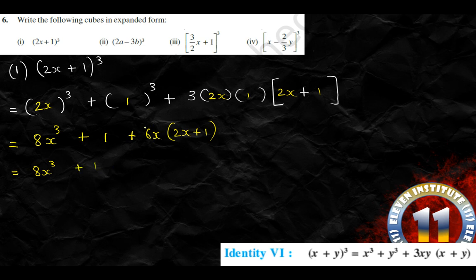Now this 6x will multiply over here. So 6 2s are 12. And x into x gives us x square. So we get 12x square. Then this 6x will multiply with 1. So we will get 6x again over here. So this is our final answer. Please pause the video and write this down in your CW.